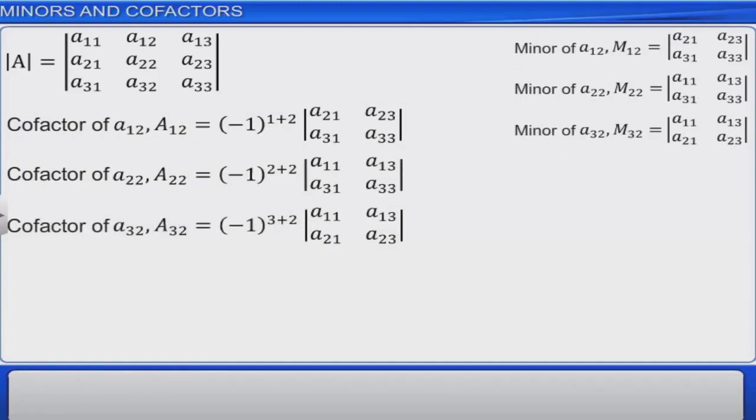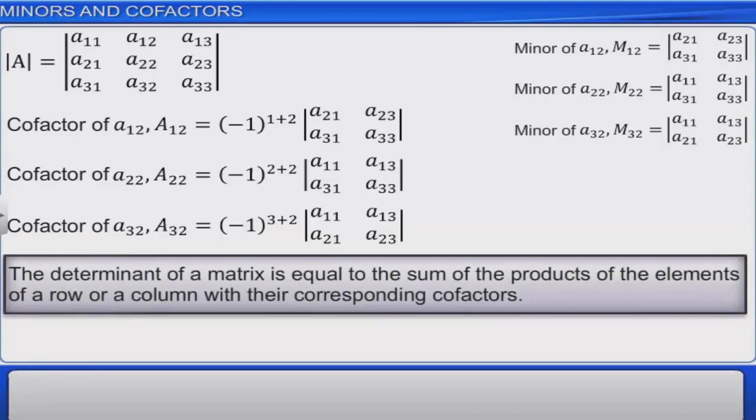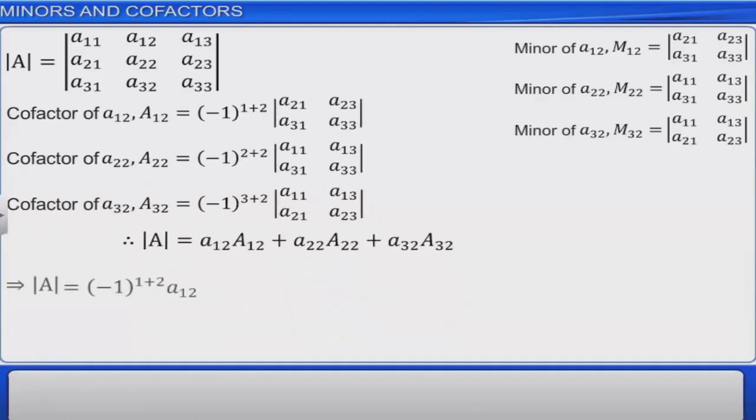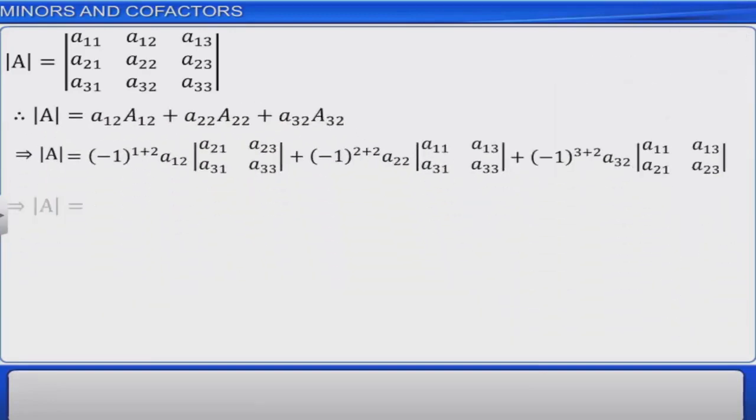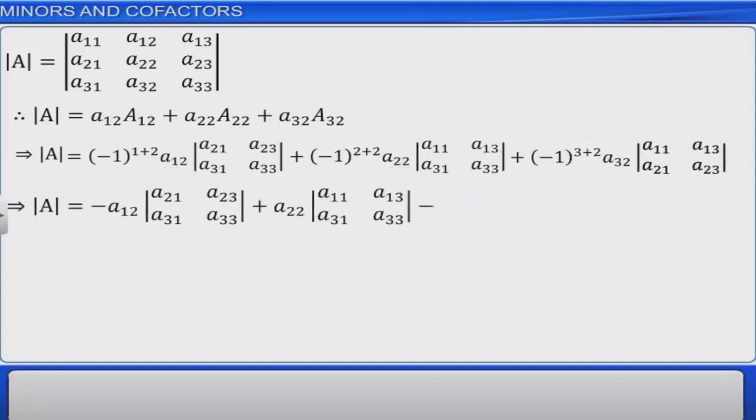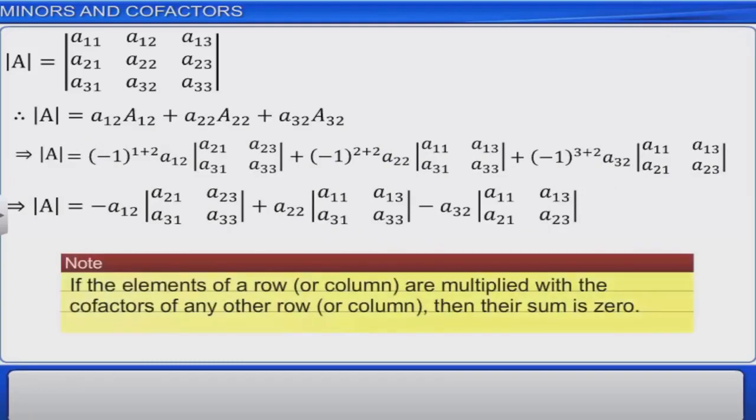Now, as per the definition, the determinant of matrix A is equal to the sum of the products of the elements of the second column with their corresponding cofactors. Substituting the values and then simplifying, we get the determinant of A as shown. Note that if the elements of a row or column are multiplied with the cofactors of any other row or column, then their sum is 0.